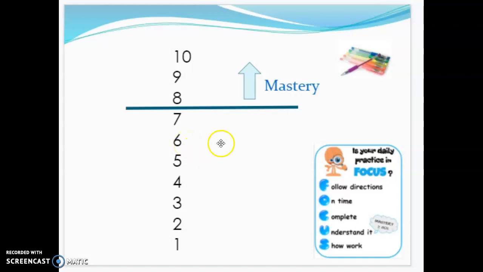All right. So some things to keep in mind when you're making corrections: you need a different color so I can see what your corrections look like. And also think about, is your homework in focus? Did you follow directions? Is it on time? Did you complete every single problem? Did you understand it? And did you show your work? And by understanding it, did you earn mastery? So that would be 8 out of 10 or higher. And if not, then you make some corrections.